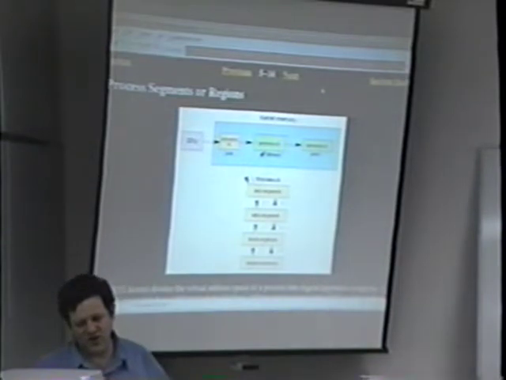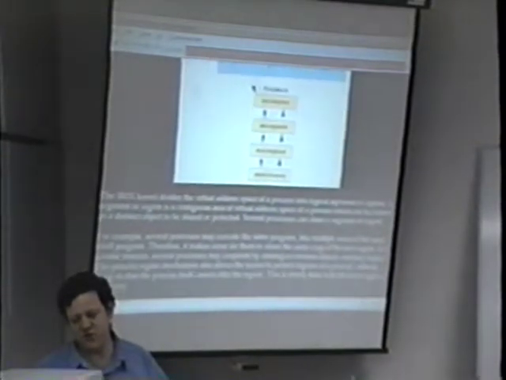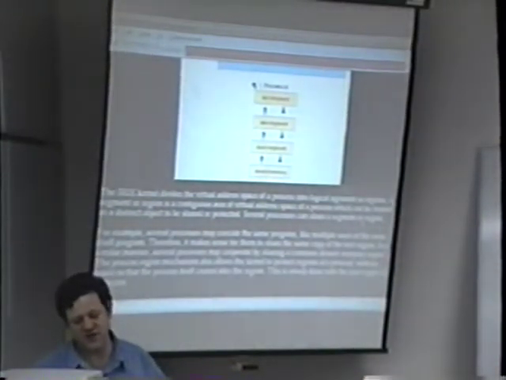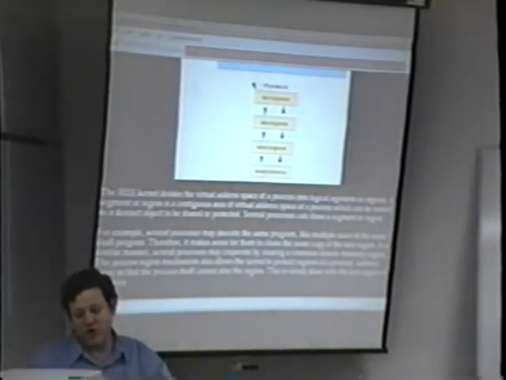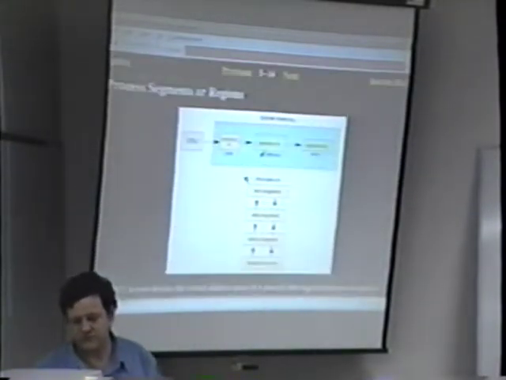And this is just trying to show that when I create my process, the thread has a text segment, a data segment, the stack segment, and may have some shared memory. So it divides the address space of the process into segments or regions. And with gmemusage, we were going into the region viewer to look at those segments. Several processes may execute the same program, like multiple users of the same shell. Therefore, it makes sense for them to share the same copy of the same text region. Anyway.